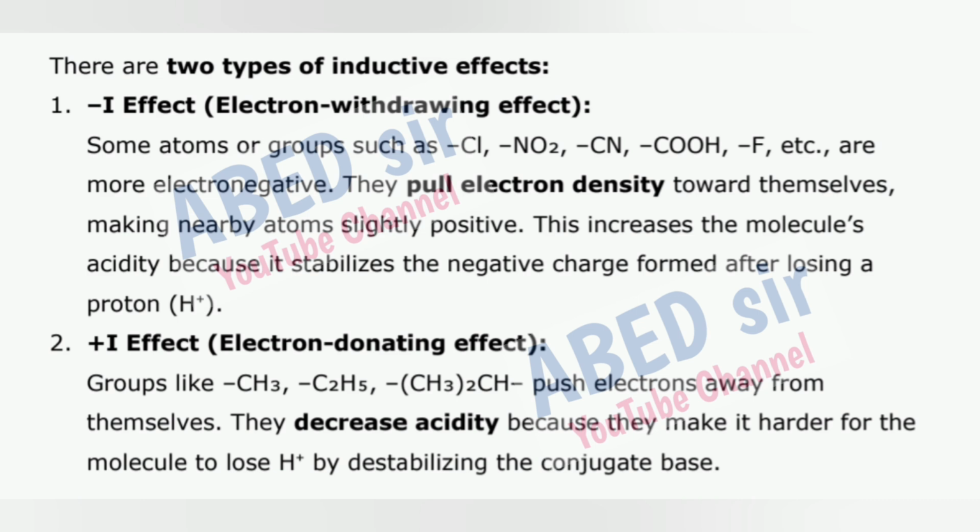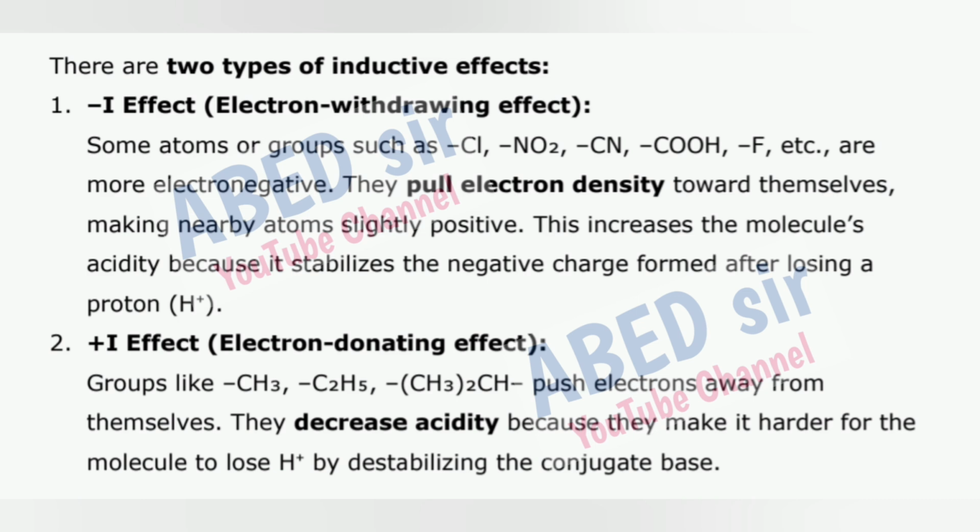There are two types of inductive effects. 1. -I effect, electron withdrawing effect. Some atoms or groups such as Cl, NO2, CN, COOH, F, etc. are more electronegative. They pull electron density toward themselves, making nearby atoms slightly positive. This increases the molecule's acidity because it stabilizes the negative charge formed after losing a proton, H+.